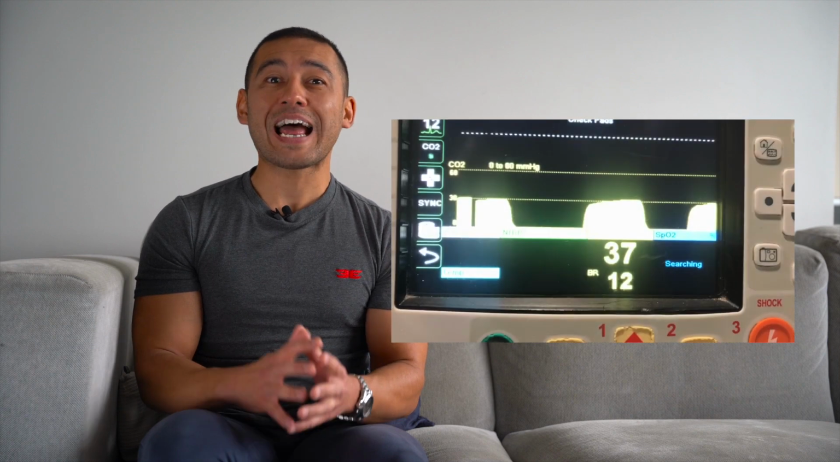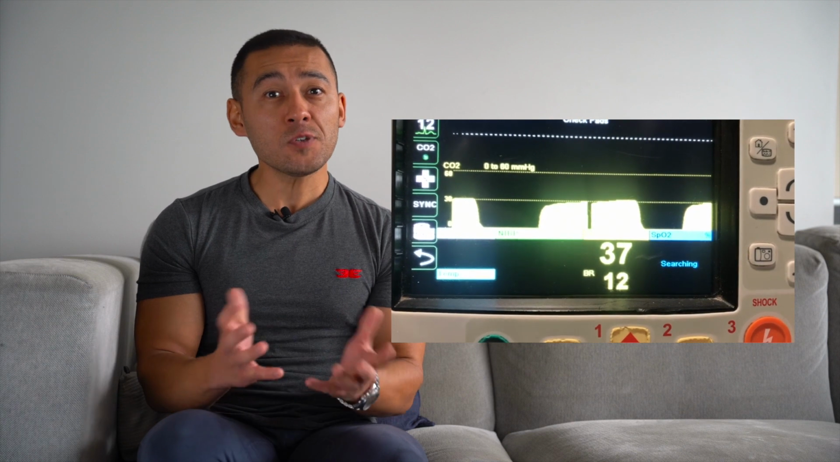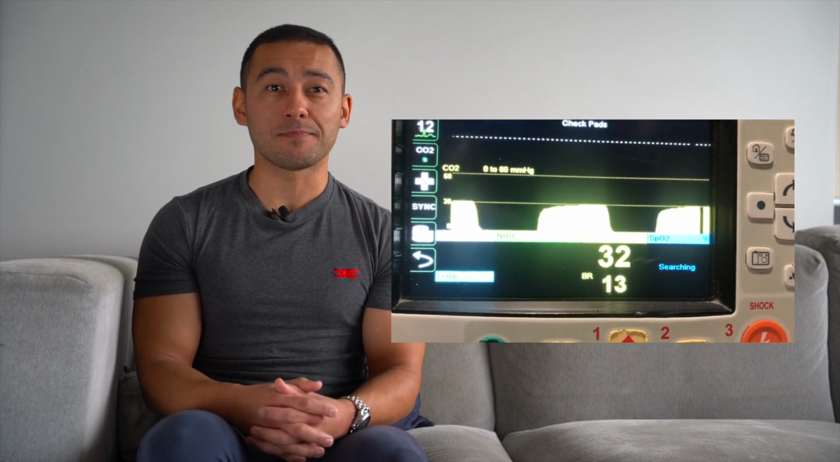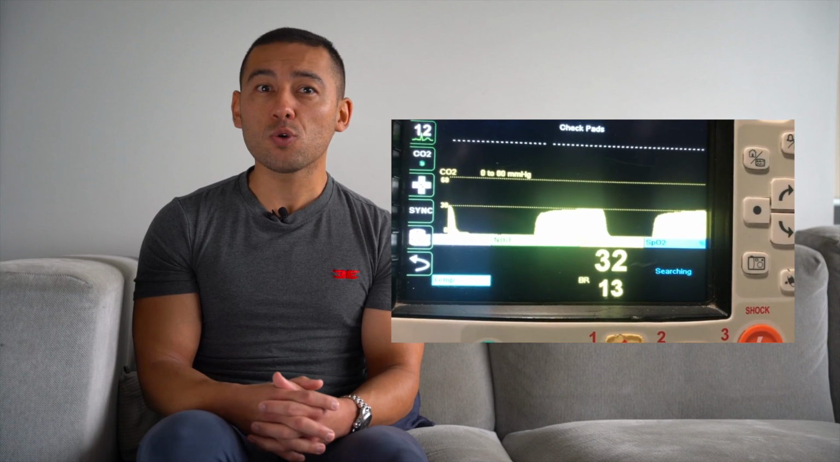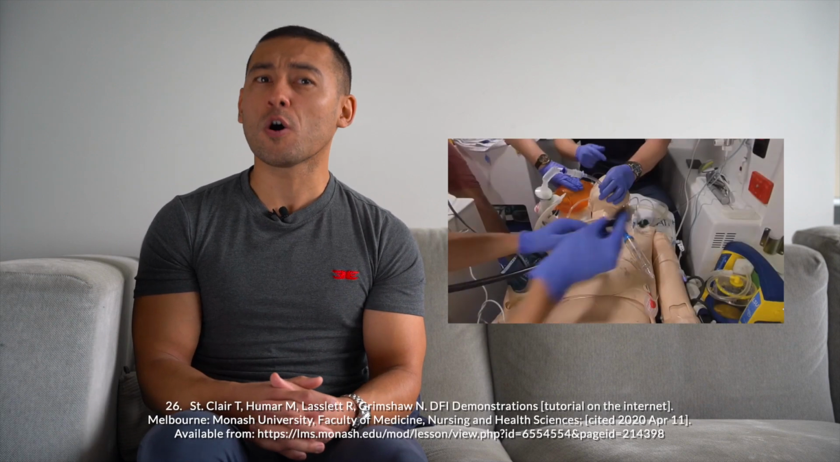To confirm correct placement with electronic capnography, provide at least 6 ventilations and observe the monitor for tracheal waveform. If you see a waveform like this, you can be fairly certain you have placed the ETT correctly. Nevertheless, it is still important to look for other supplemental cues of tracheal placement. As you continue to ventilate, you should see adequate rise and fall of the chest. This is also a good time to perform auscultation.